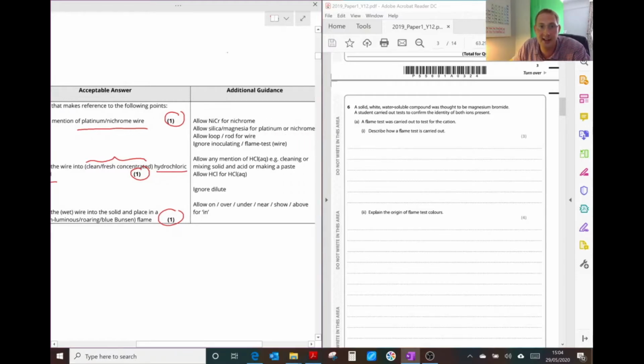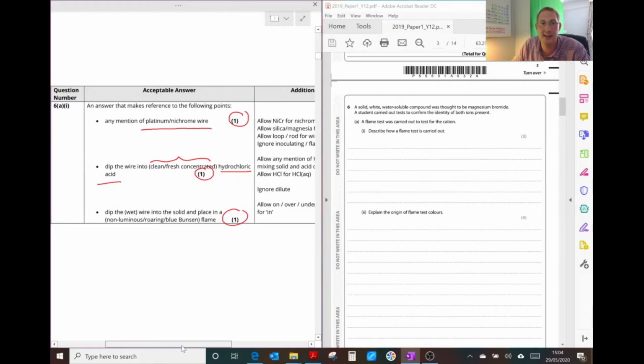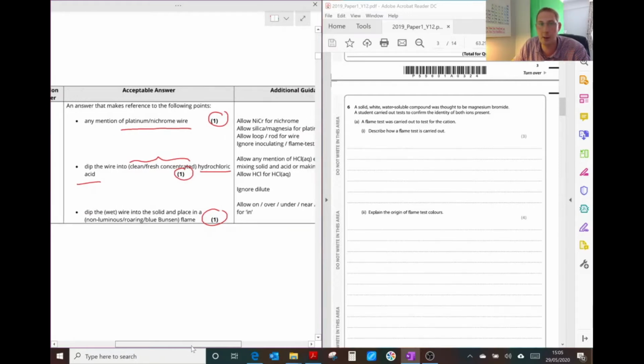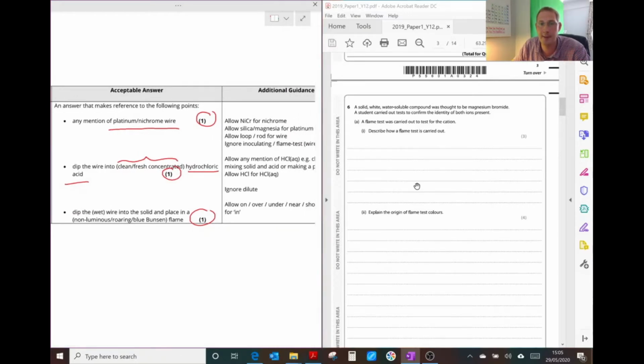And the advice here: allow loop or rod for wire, but ignore inoculating loop. Okay, loads of you still using inoculating loop, don't do that. Allow any mention of HCl (aq), e.g. cleaning it or mixing it or making a paste. Don't worry if they said dilute, you can ignore that, it should be concentrated. Allow on, over, under, near, shown, above, anything that suggests you're putting this into a roaring blue Bunsen flame.